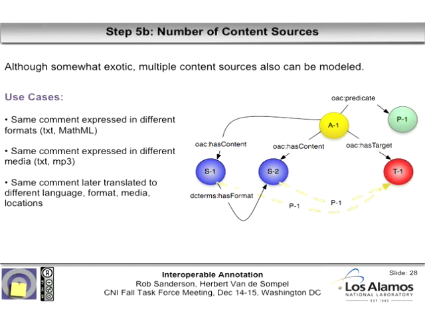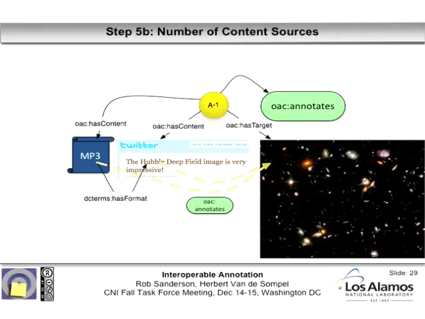So that could be a second content. Equally, I might write my comment in English. Someone thinks, oh, this is really fantastic, I'm going to translate it into French or Spanish or whatever. It's still an annotation in that it's my content translated. So that could be a second form of the content. And again, they would have a uniform relationship from the content source over to the target. So the Hubble Deep Field image is very impressive. I could record that as an MP3. Then I'd have two contents, both about the same image.